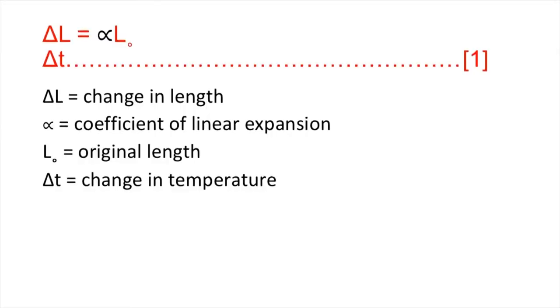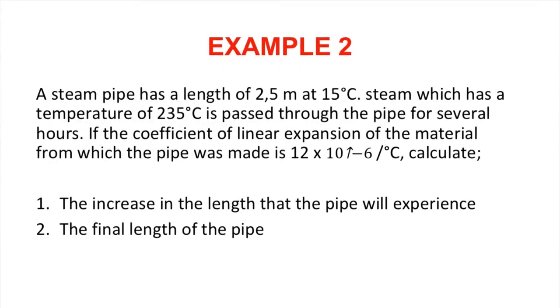The equation is projected there, where the change in length is given by the coefficient of linear expansion, which is what? Alpha, multiplied by the original length of that particular rod, multiplied by the change in temperature. That is the equation there, where delta T is the change in temperature, delta L is the change in length, alpha is the coefficient of linear expansion, L0 is the original length, and so forth. Understand how to apply these formulas, more particularly when it comes to examples.